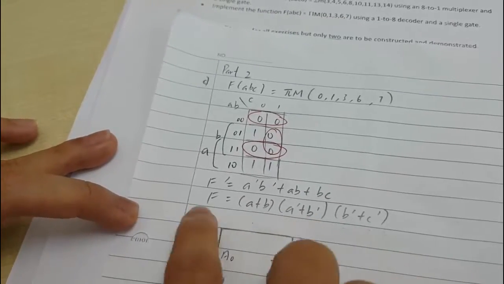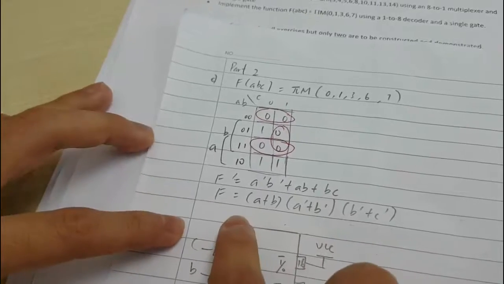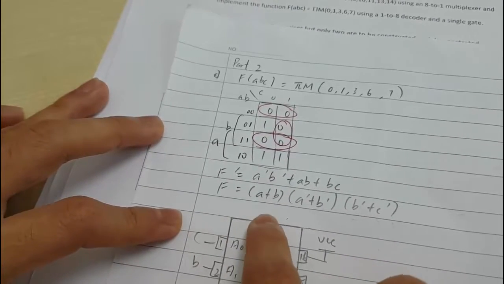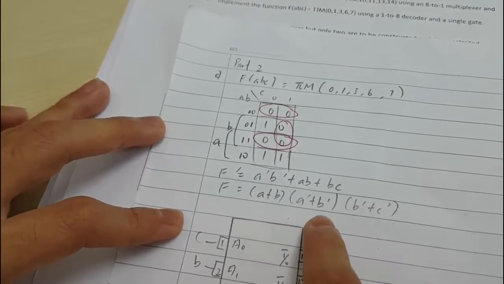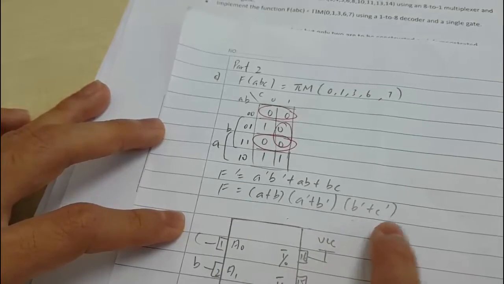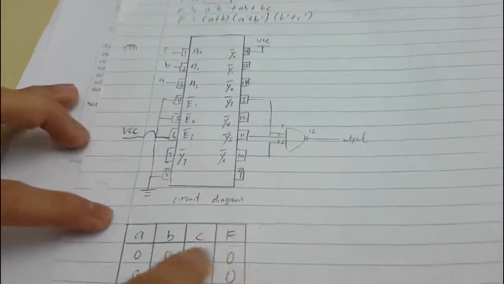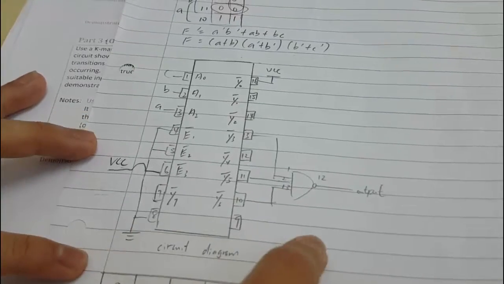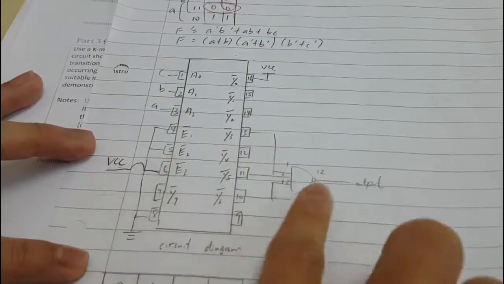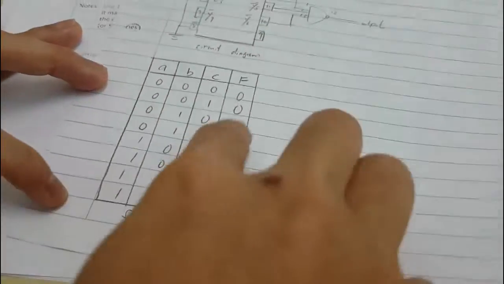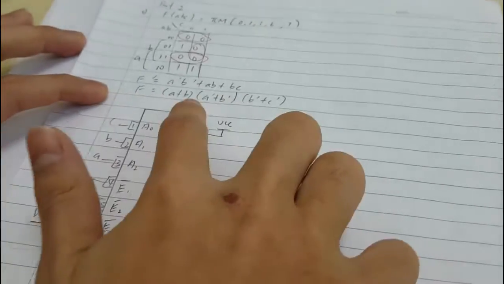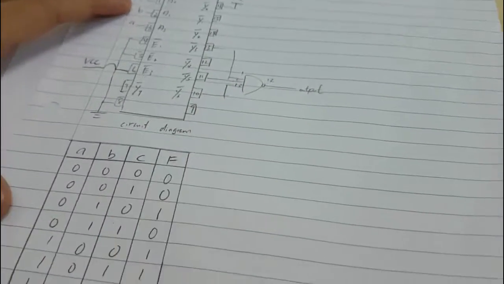And by further doing this, we will get our F equals (A or B)(A prime or B prime)(B prime or C prime). And this is our circuit diagram. And by using our F, we will get our state table, which is like this.